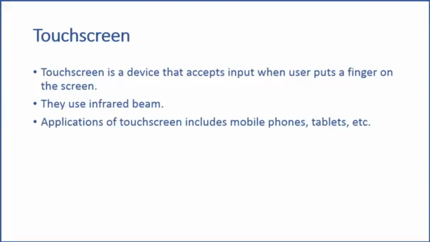Now touch screen. We all are aware of what a touch screen is because we use smartphones and tablets. Nowadays even mobile phones and TVs also have touch screens. A touch screen is a device that accepts input when the user puts a finger or thumb tap on the screen. They use infrared beams for detection.